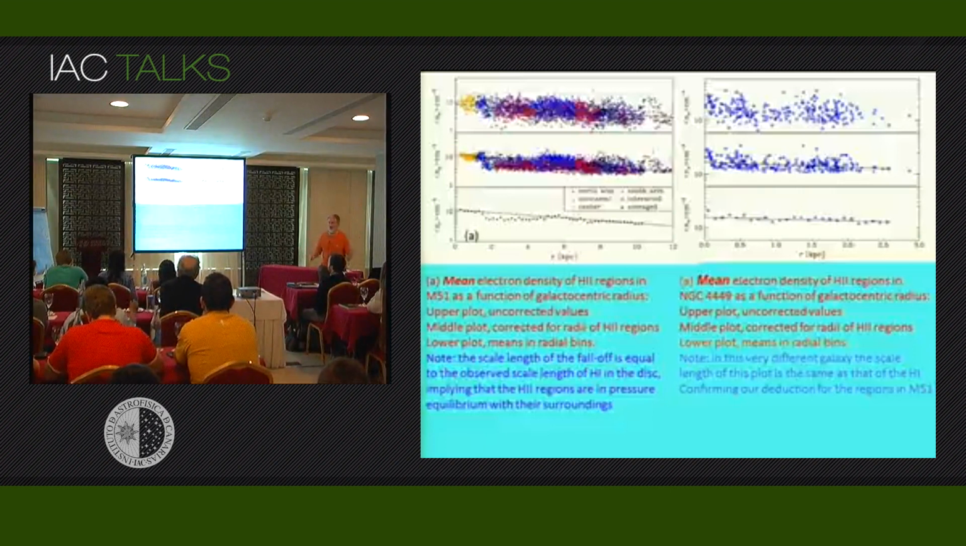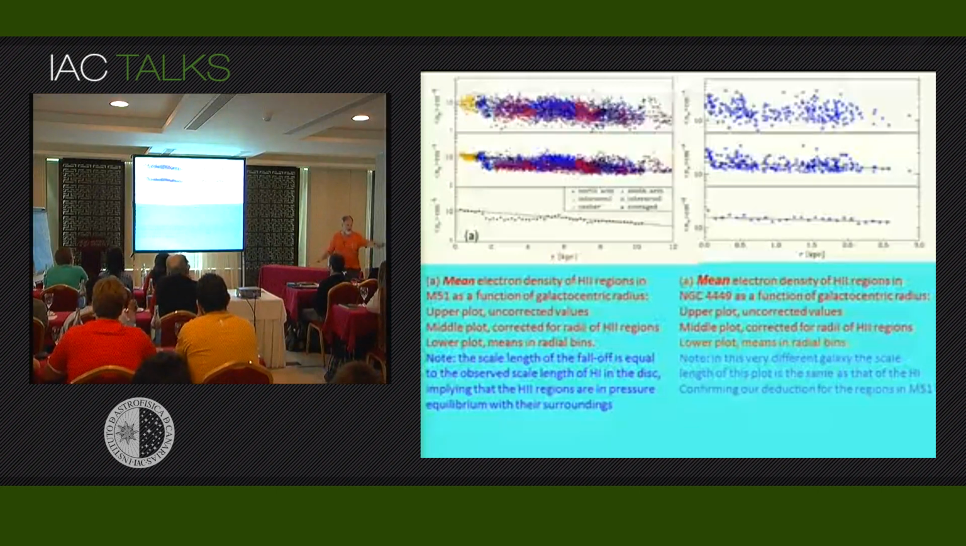But whereas in M51, the big galaxy, the H1 has a longer scale length than the stars, but it isn't many times longer. It may be twice or so. In the other galaxy, the H1 scale length is perhaps 10 times. The stars are much more compressed. There's a huge cloud of H1.